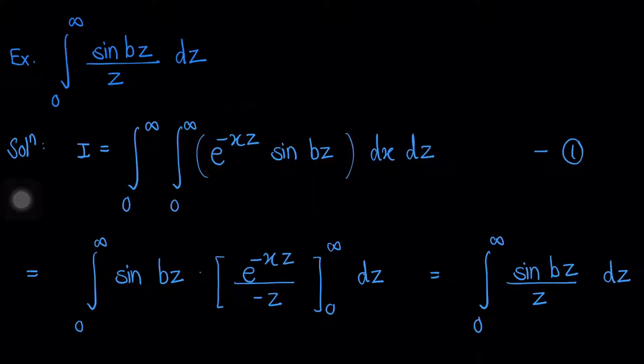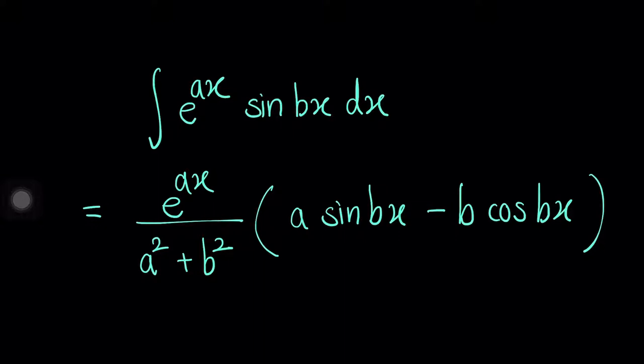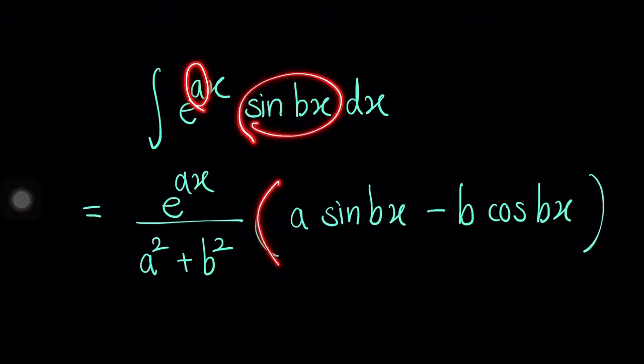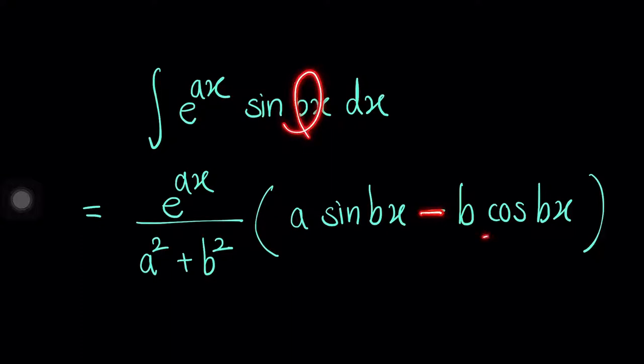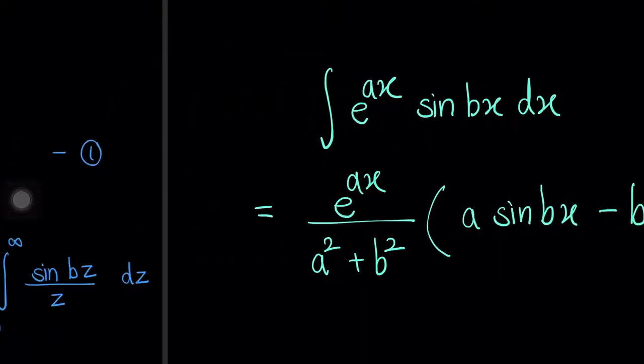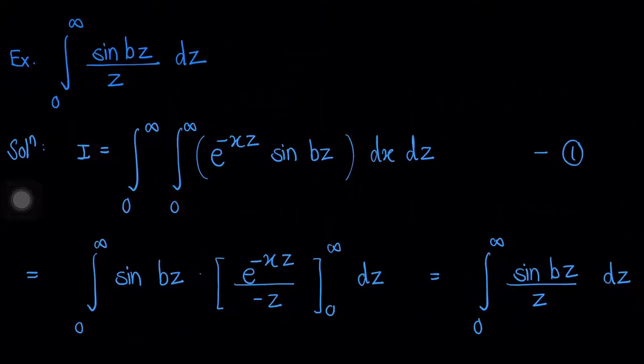So here we are going to use the formula, that is integration e raised to ax sine bx dx is equal to e raised to ax divided by a square, that is coefficient of x, plus b square, that is coefficient of x in the sine term, into bracket a sine bx minus b cos bx. So here we are going to use this formula in this one. Okay, so we are going to integrate with respect to z first.